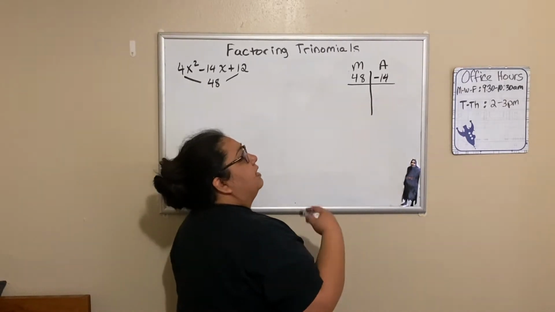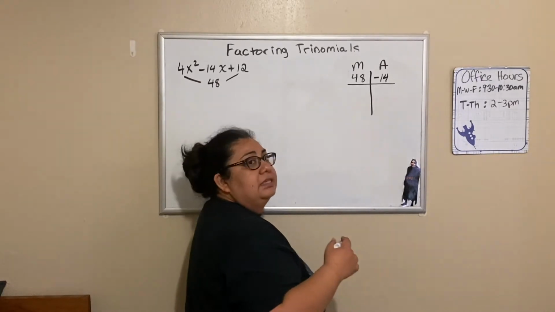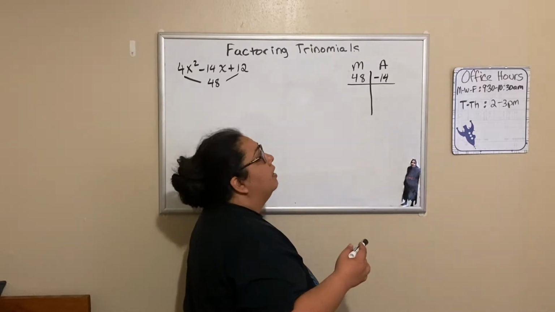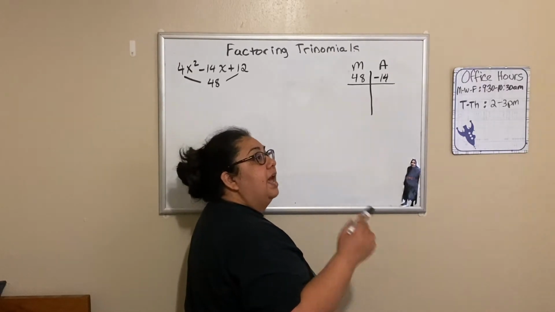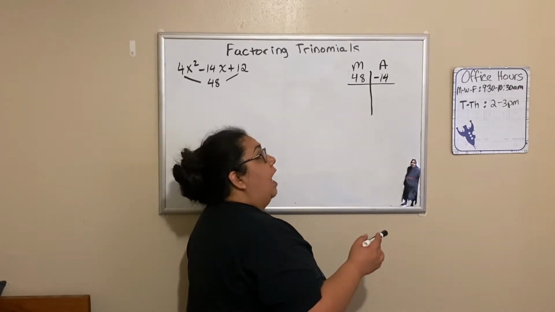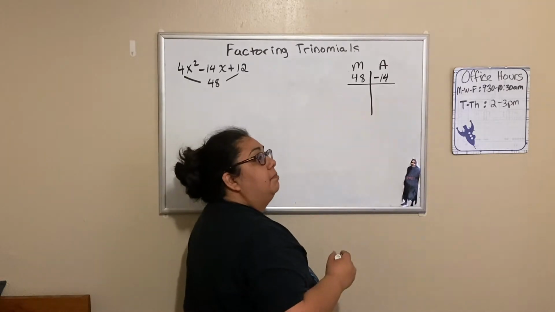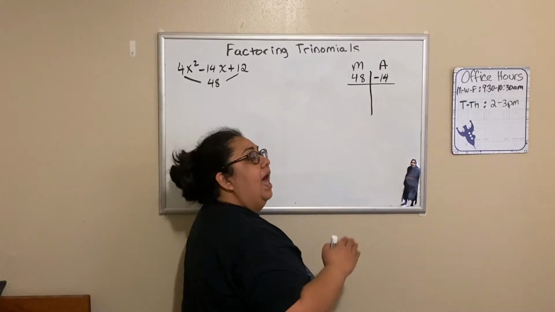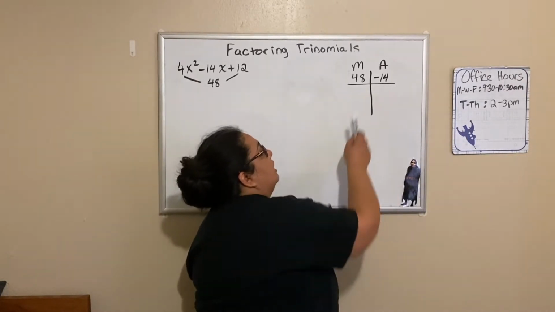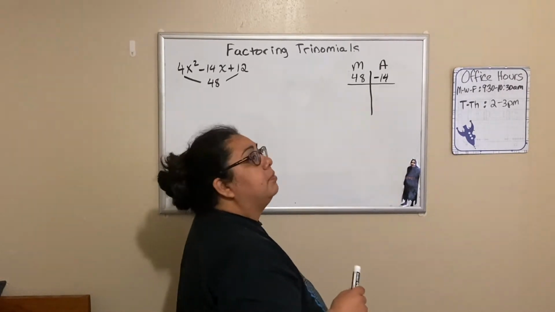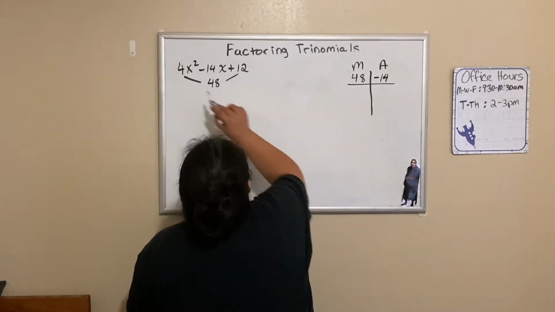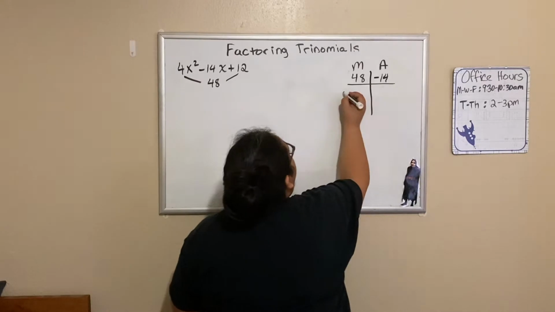Well, if I multiply two positive numbers, that's going to add to give me two positive numbers. I don't want that. But if I multiply two negative numbers, that will give me a positive number because a negative times a negative is a positive. And when I add two negative numbers, that's going to give me a negative. So I want my numbers to be negative. So let's do negative 4 times negative 12.